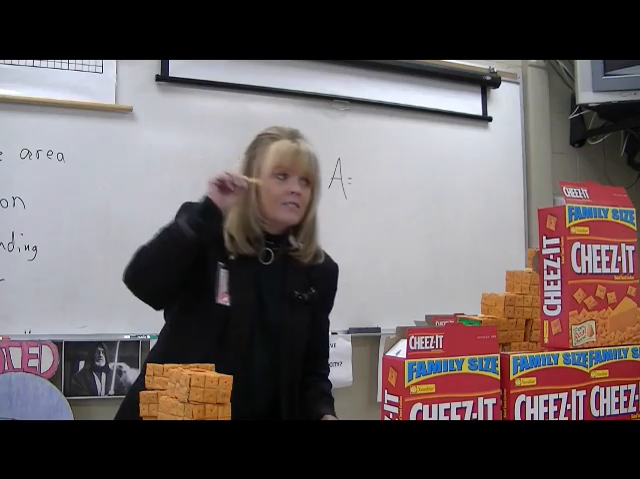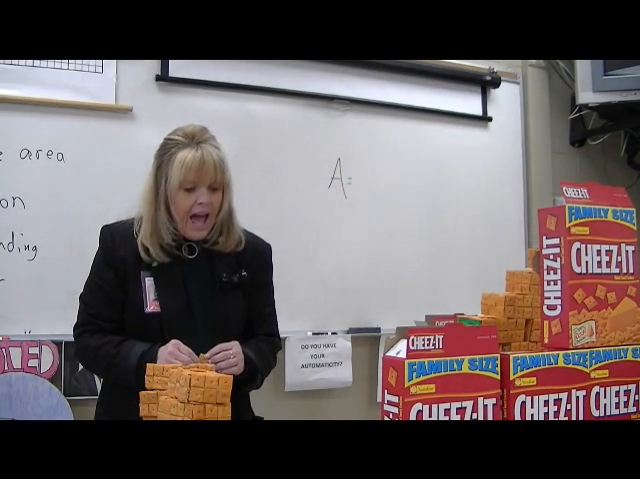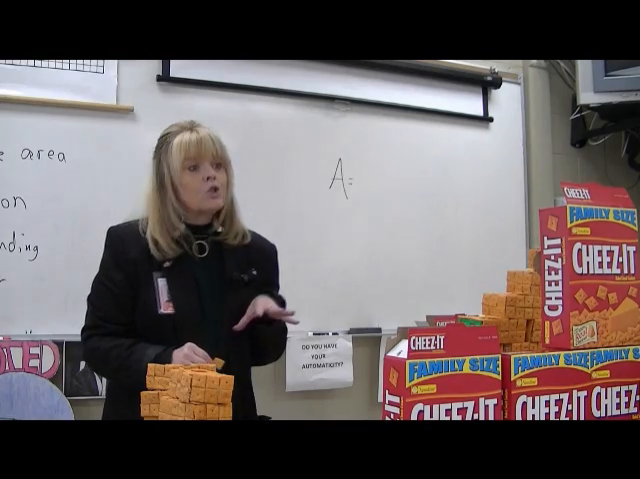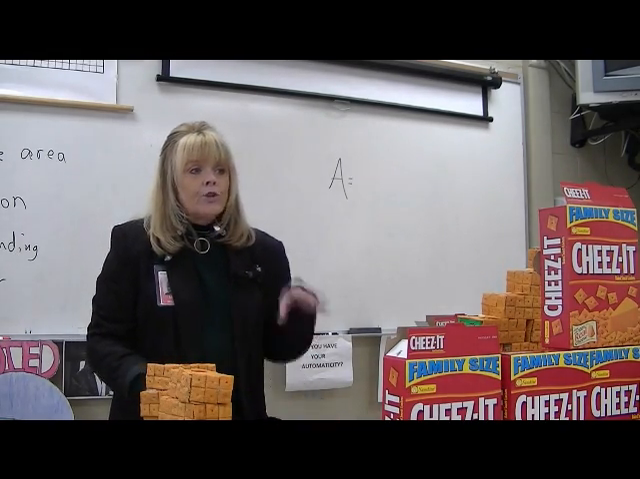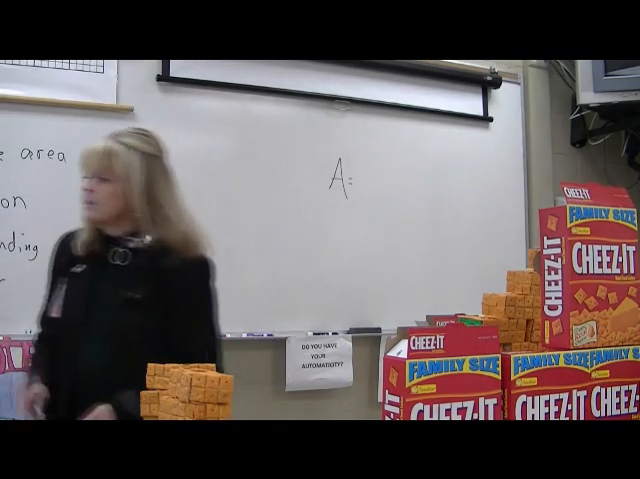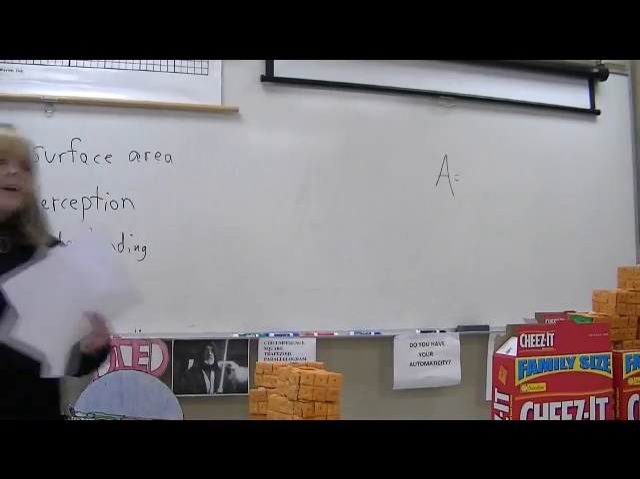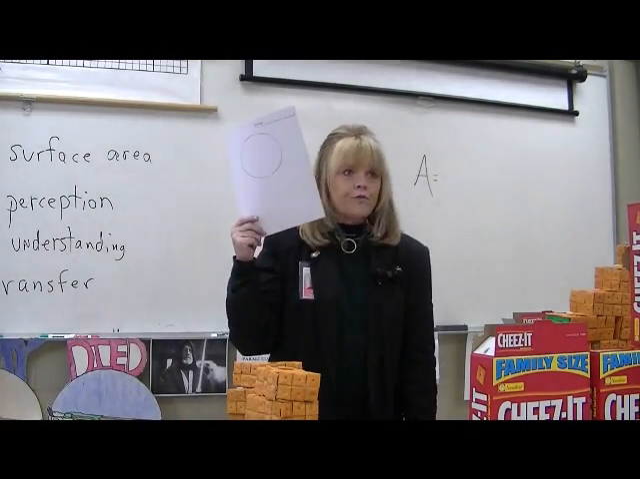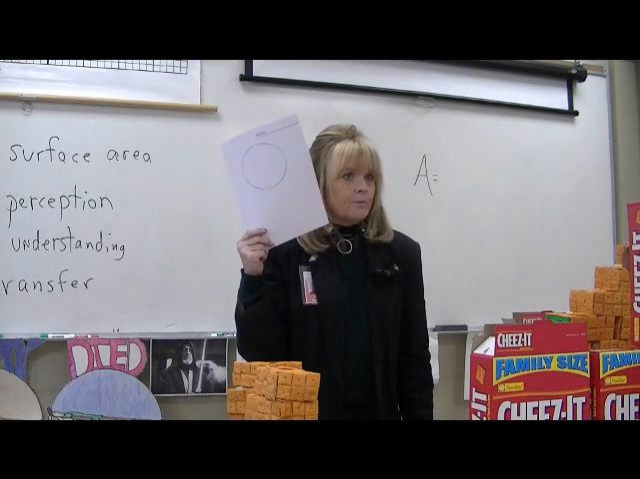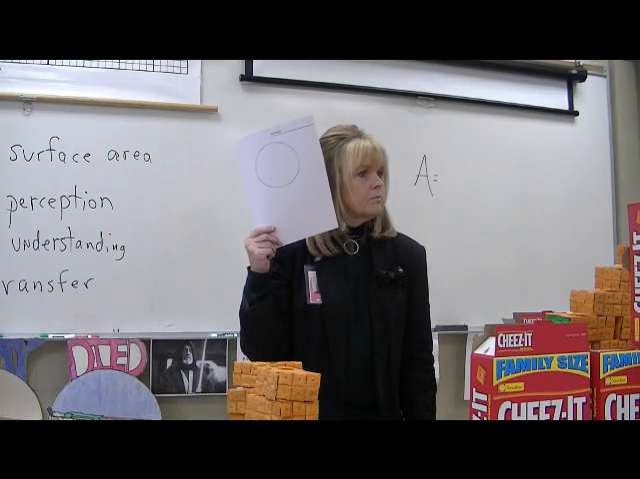Now, let's look at our paper. I'm going to read this paper, and I'm going to leave out a word, and I want you to fill in the word that I leave out. The teacher said, okay, so the area of the circle is 25 square inches. Have you ever wondered how a circle can have an area of 25 square inches? A circle is round. How can it have an area of 25 square inches?